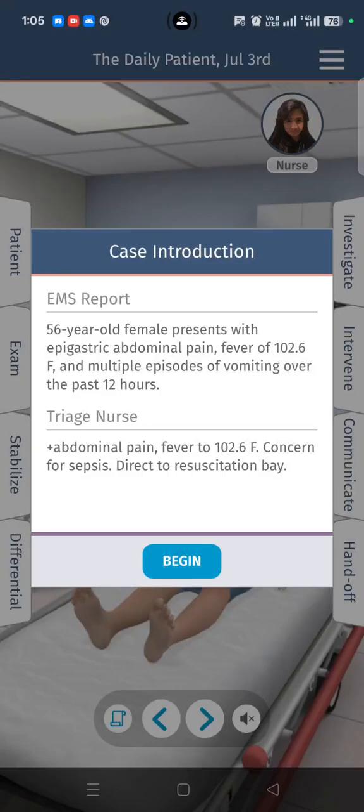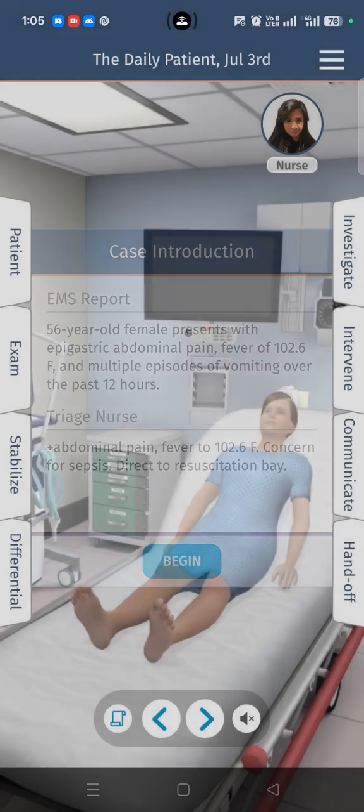So we will solve a new case today. We have a 56-year-old female patient with epigastric abdominal pain and fever of 102 Fahrenheit with multiple episodes of vomiting over the past 12 hours. So let's start the case.